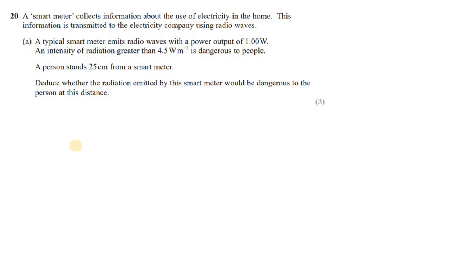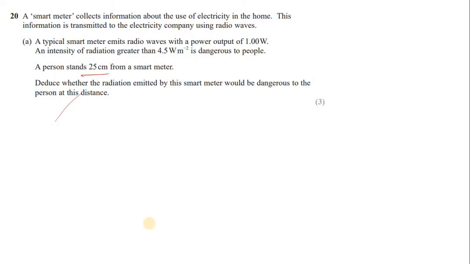Question number 20. A smart meter collects information about the use of electricity in the home. This information is transmitted to the electricity company using radio wave. A typical smart meter emits radio wave with a power output of 1 watt. An intensity of radiation greater than 4.5 watt per meter square, or W m^-2, is dangerous to people. A person stands 25 centimeter away from the smart meter. Deduce whether radiation emitted by this meter will be harmful or dangerous to the person or not.